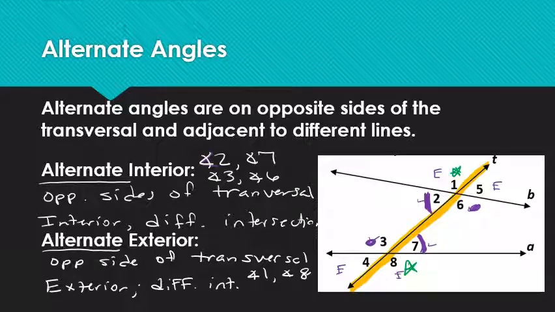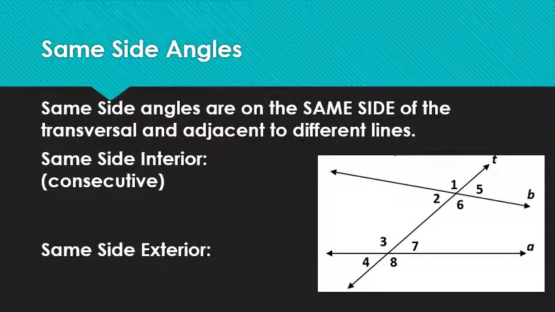And then if I look at my picture again, I have angle 4 right here. And if I come up to the top intersection, I have angle 5, which is on the other side of the transversal and is exterior. So I can look and say that angle 4 and angle 5 are alternate exterior angles.